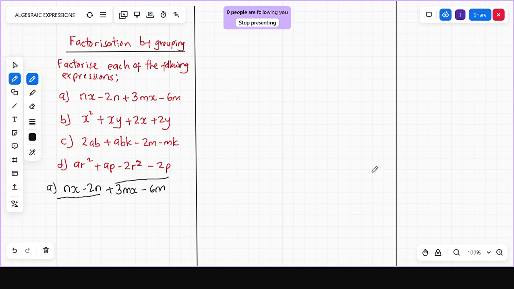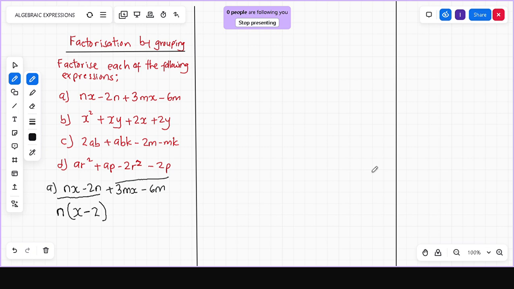Then in the first 2, we look for the common factor, the one which is common in the first one and the second one. That is n. We take n out of the bracket and open the bracket. Inside the bracket we bring x only, that is x, then followed by a negative sign, minus. Then the second part we've got 2n. We take one n outside the bracket, and you're going to be left with 2 alone. Then we close the bracket. That is the first part.